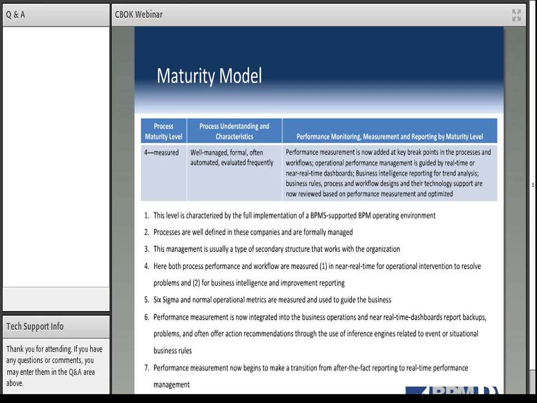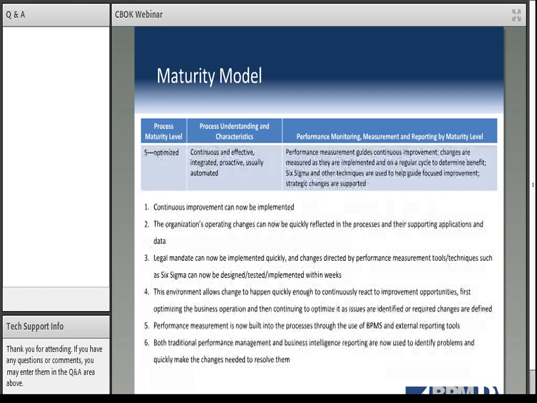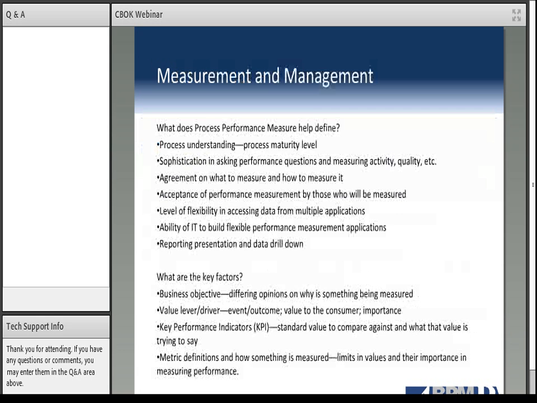Okay, so that covers maturity level 5 also. I sort of combined them together, so I'm going to skip over that one.